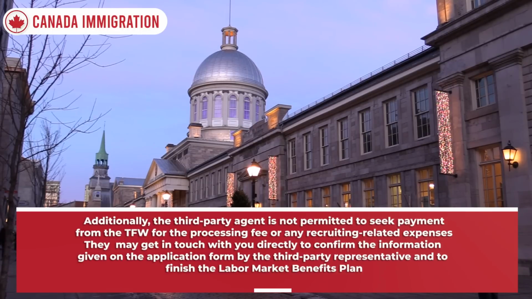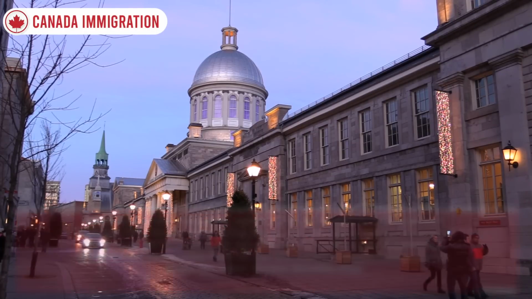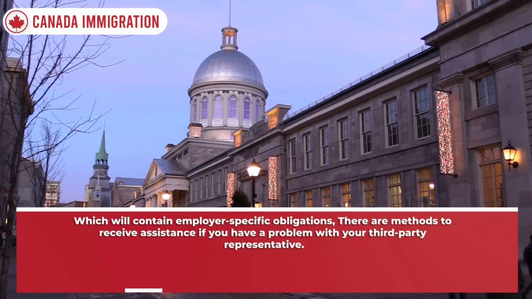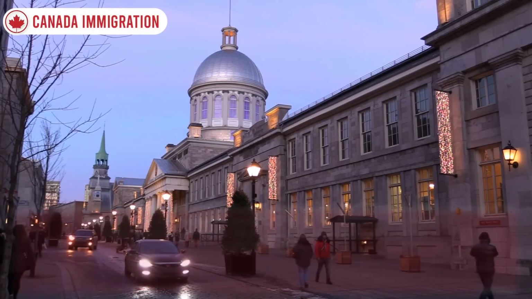They may get in touch with you directly to confirm the information given on the application form by the third-party representative, and to finish the labor market benefits plan, which will contain employer-specific obligations. There are methods to receive assistance if you have a problem with your third-party representative.